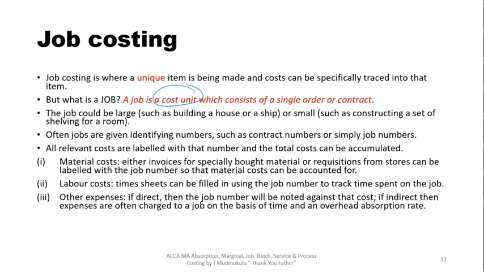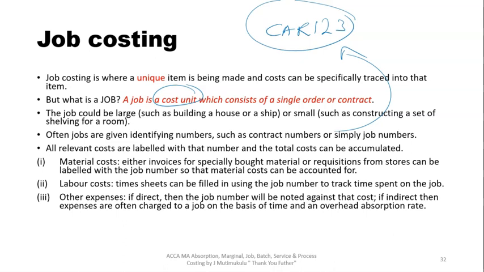Often jobs are given identifying numbers such as contract numbers or simply job numbers. You discover that a number would also depend on the company. For example, if it is a car service, we would just use a code like CAR 1, 2, 3. It doesn't mean that this was the number plate of the car. No, it simply means that for our coding purposes, for us to know which job was done, they are given unique numbers, so that we can account for all the jobs which we have done.